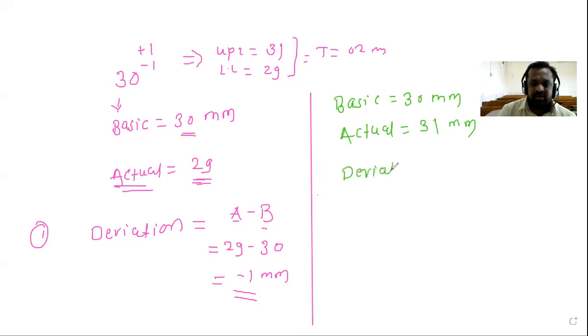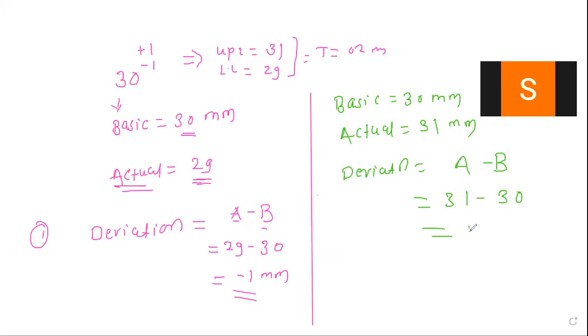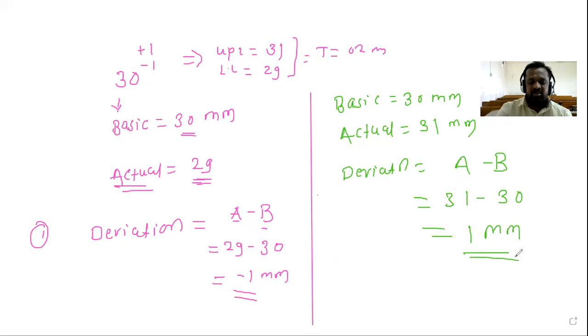Then deviation is equal to actual minus basic size. What is the actual? It is 31. And what is the basic? It is 30. Then tell me what is the deviation? 1 mm. What is meant by the deviation? Have you understood? What can we prepare as the definition for the deviation?